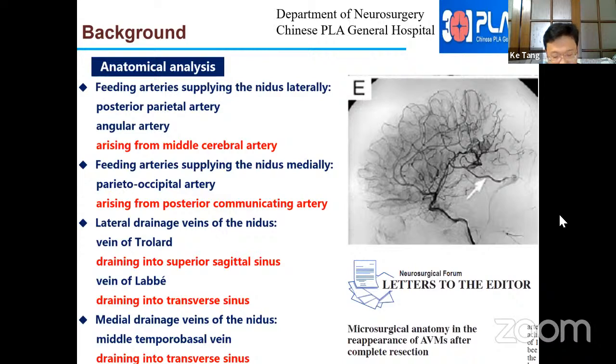The drainage veins included the vein of Cholat, connecting to the nidus laterally and superiorly and draining into the cerebral sagittal sinus; the vein of Levy, connecting to the nidus laterally and inferiorly and draining into the transverse sinus; and the middle temporal basal vein, connecting to the AVM nidus medially and inferiorly, and also draining into the transverse sinus.